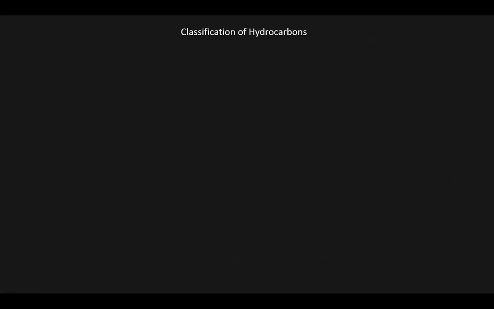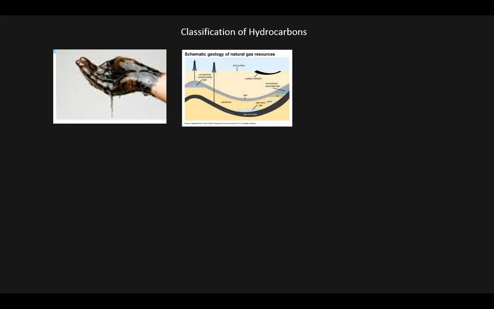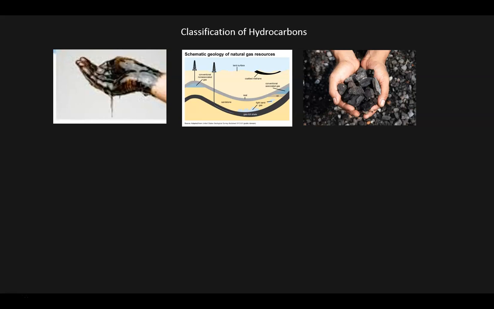A large class of compounds, called the hydrocarbons, consists of only two elements, hydrogen and carbon. They originate from petroleum, that is, crude oil, natural gas, and coal, all fossil fuels. Many others are also synthesized from these products.